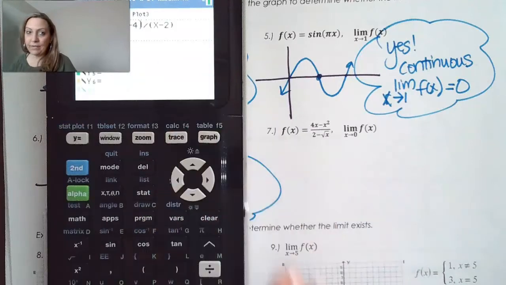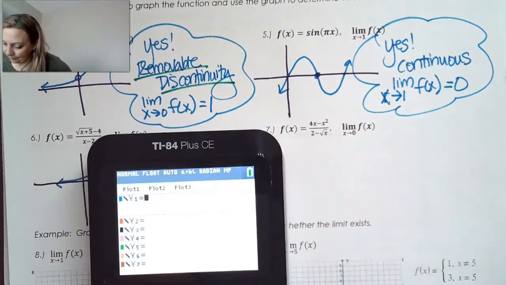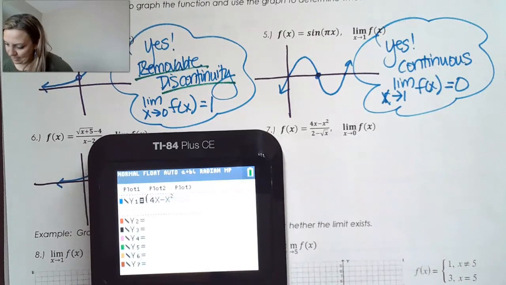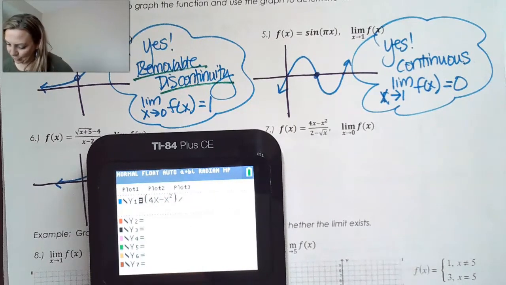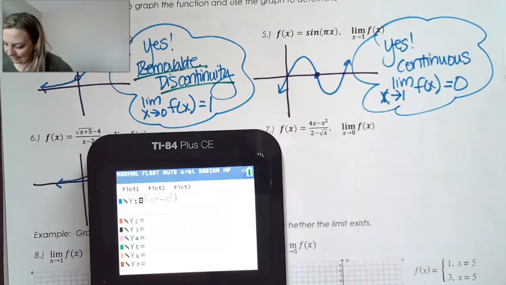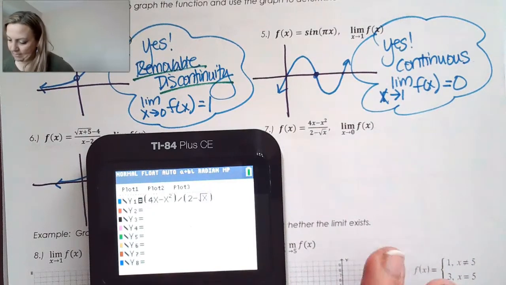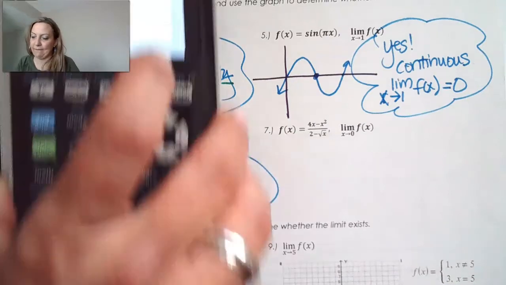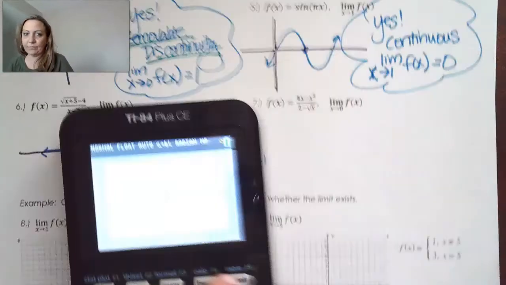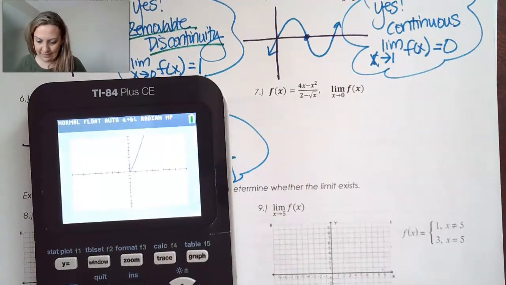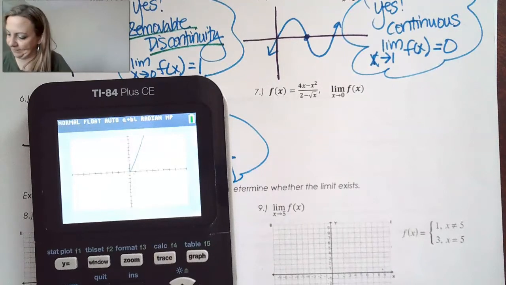And then in number 7, we've got 4x minus x squared, all divided by 2 minus the square root of x. Oh, whoops, sorry. And if we were to graph this, we get something that looks like this.